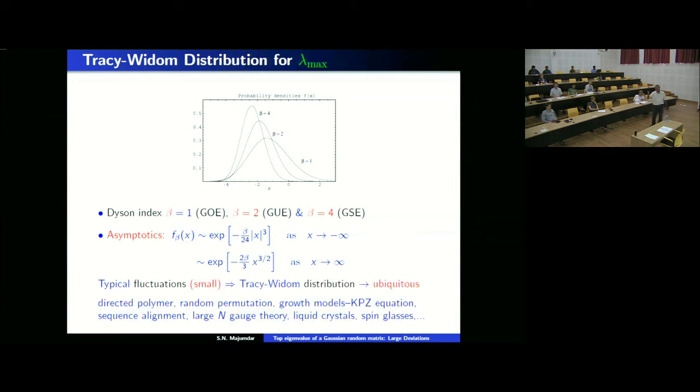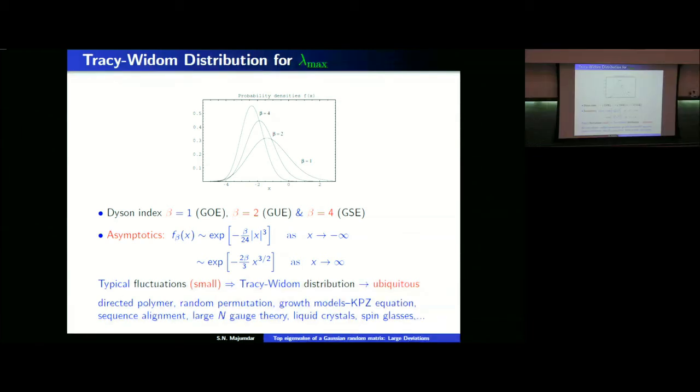But then, since there was a rapid development in the last 20 years, both in the physics and maths literature, now we know that the same Tracy-Widom distribution appears in many different models, from directed polymer to random permutation, then the KPZ equation. If you take the Kardar-Parisi-Zhang equation of an interface, where the height of an interface evolves stochastically, you can ask what is the probability distribution of the height. It turns out that it is also given by the Tracy-Widom distribution.